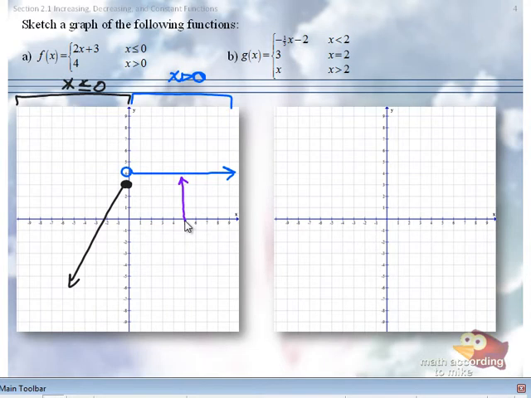But if I picked f of negative 1, you would pick the top function because negative 1 is less than or equal to 0. So you would say 2 times negative 1 plus 3, you'd get 1. So when you're asked to evaluate a piecewise function, you should only get one answer, otherwise it's not a function.